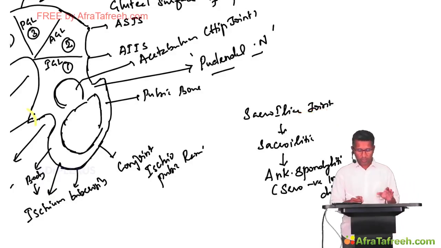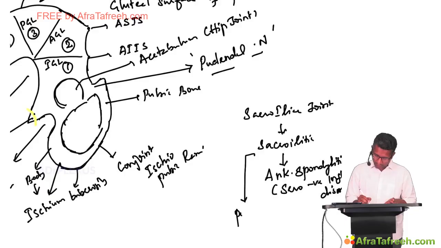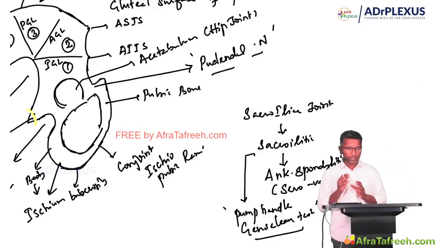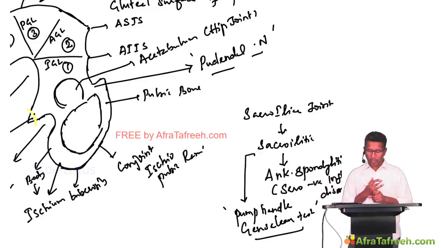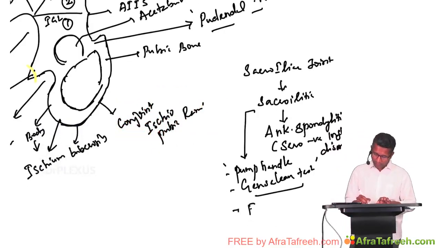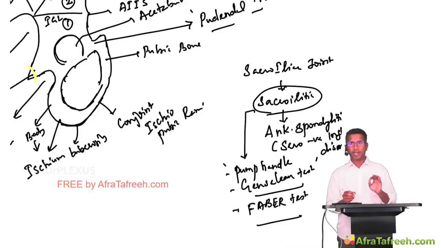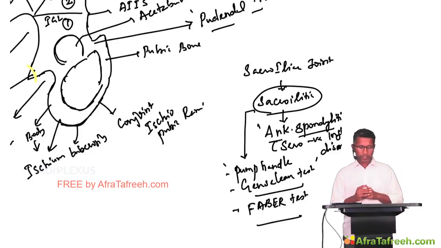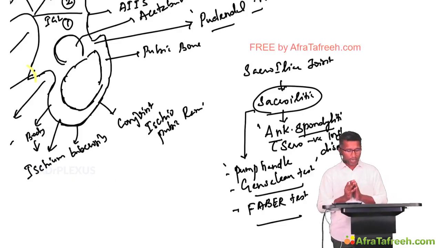There is a test called the pump handle test, and there is a test called the Gaenslen test, to clinically test sacroiliitis. Then there is a test called the FABER test. All these are clinical tests for sacroiliitis, which is the classical feature of an inflammatory condition called ankylosing spondylitis.